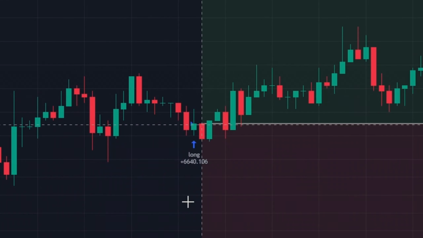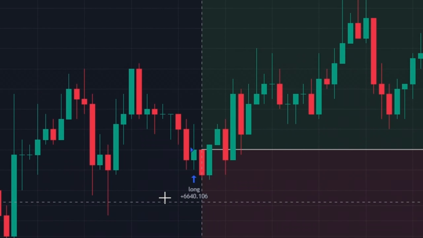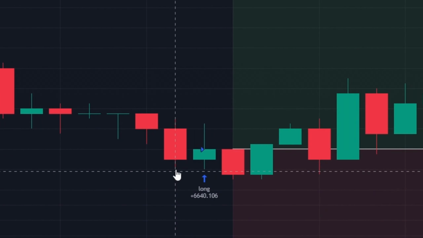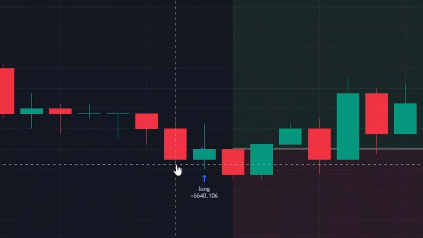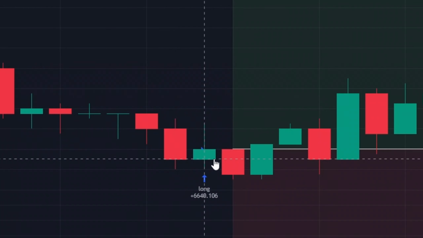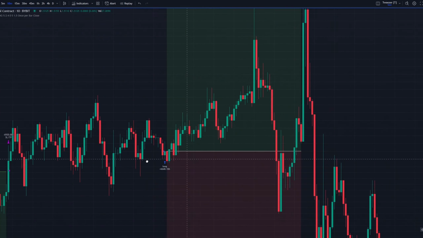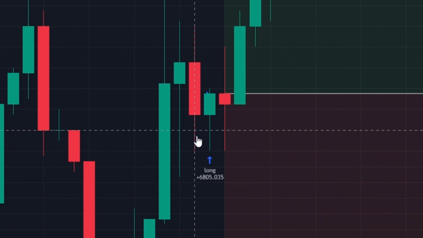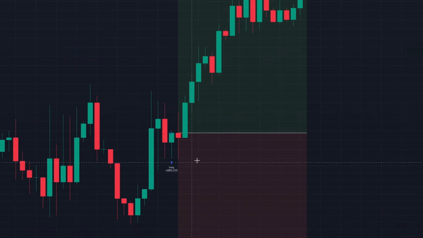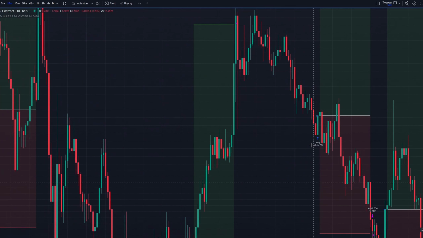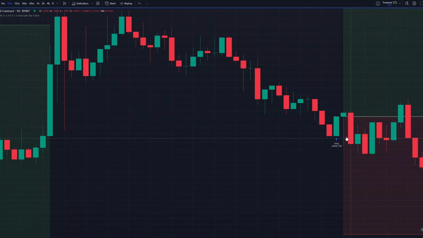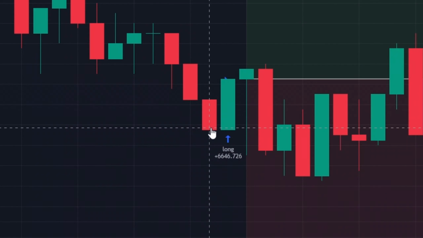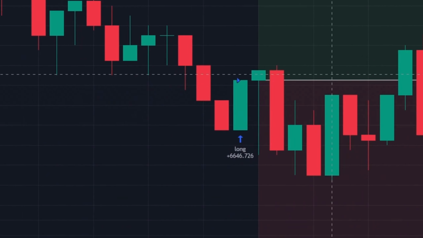As you can see here, we have a long position. Quickly zoom here, and there is the same low. As you can see, the low is the same, and we have a red candle and then a green candle. Let me quickly show another example. As you can see here, we have a red candle and then the same low. Another trade. Here we have this low that is exactly the same as this one.